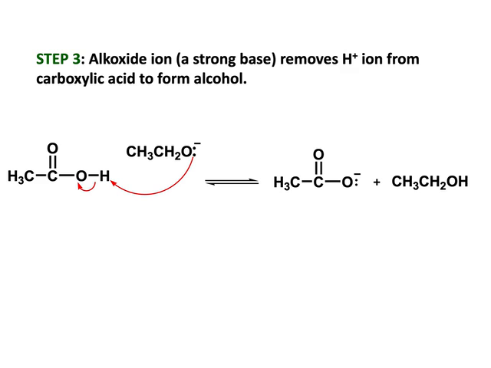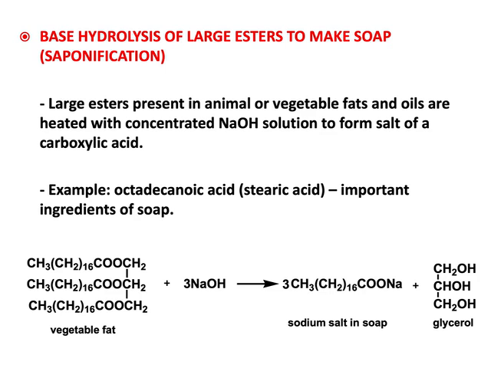So third, the alkoxide ion is a strong base. It removes a proton from the carboxylic acid to form alcohol, so this one becomes C double bond O minus. This is the base hydrolysis for saponification, to make a salt. The salt is a very large structure, so we use a fatty acid, which reacts with strong sodium hydroxide to form the sodium salt and also glycerol.